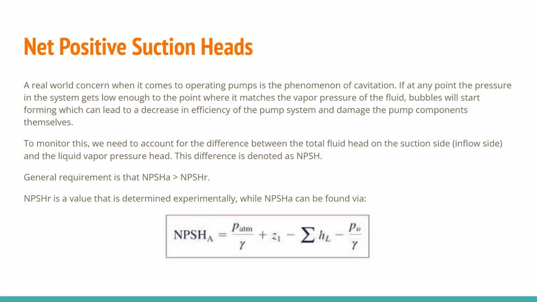So there's a lot of complicated math involved, but basically, you have a net positive suction head value provided by the manufacturer, usually because it's determined experimentally, and it's called NPSHR. And we have a theoretically determined value called NPSHA. And as long as this value is greater than the R value, the required value, then we can avoid cavitation, and the expression is right there.